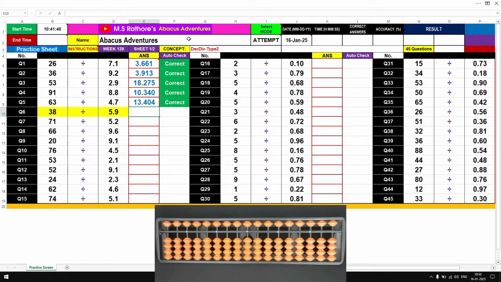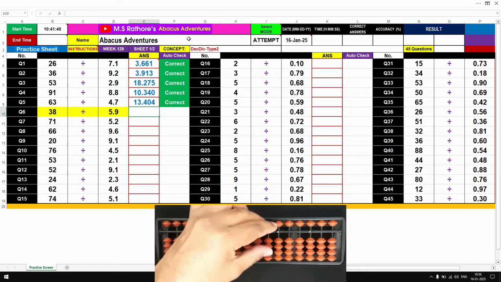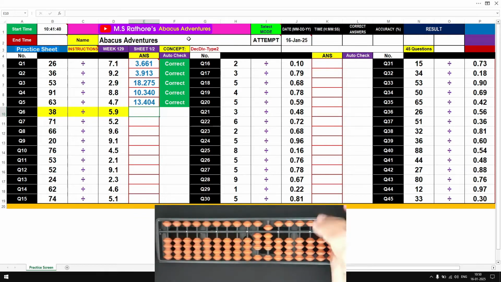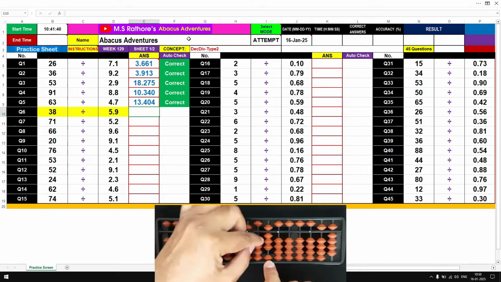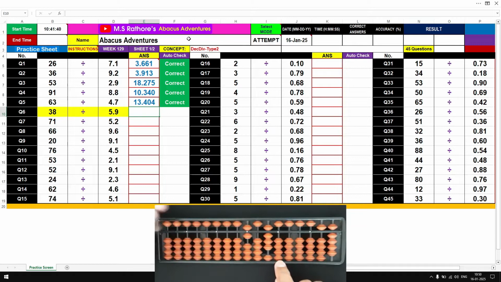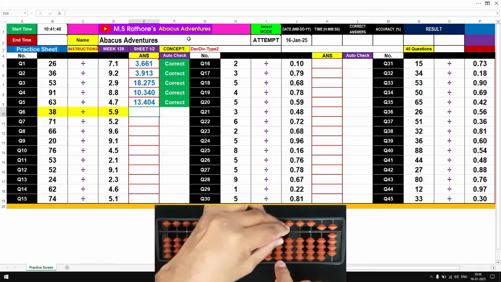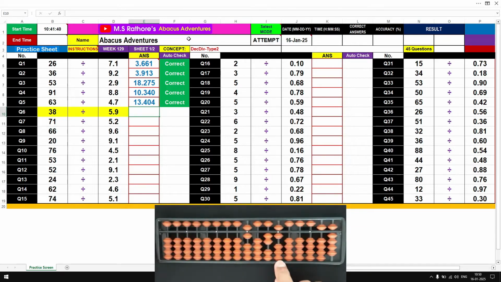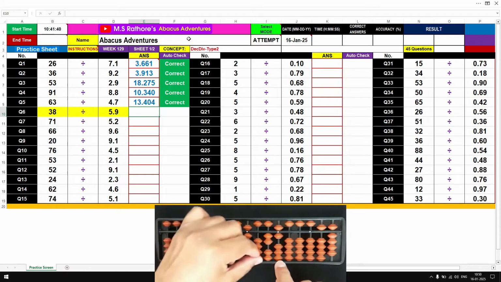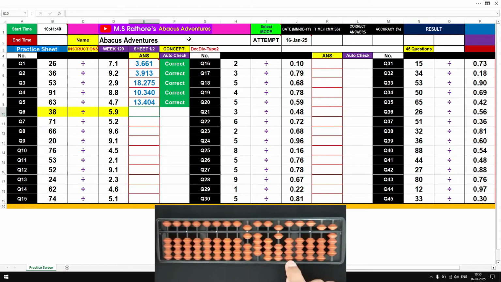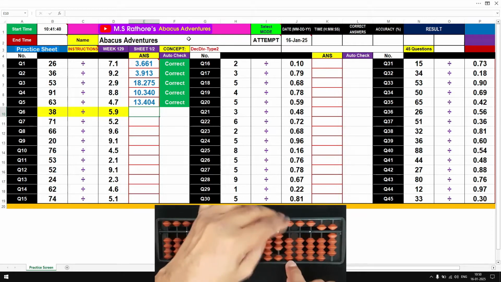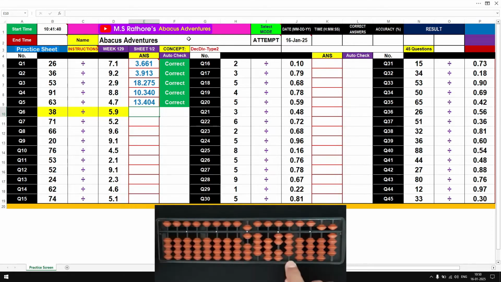Question number 6, 38 divided by 5.9. So 38 divided by 59. My finger is below 38 now. 5 6s are 30, finger shifted, 9 6s are 54. New round, 26 is the new value. 5 4s are 20, 9 4s are 36. New round, 24 is the new value.